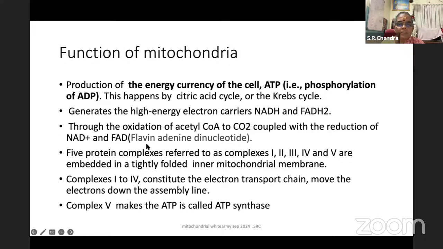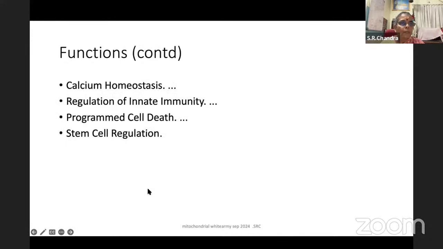There are 5 protein complexes referred to as complex 1, 2, 3, 4, 5 embedded in the tightly folded inner mitochondrial membrane. Complex 1 to 4 constitute the electron transport chain and move the electrons down the assembly line. Complex 5 makes ATP and it is called ATP synthase. Apart from oxygen transport, mitochondria are involved in calcium homeostasis, regulation of innate immunity, programmed cell death, and stem cell regulation.